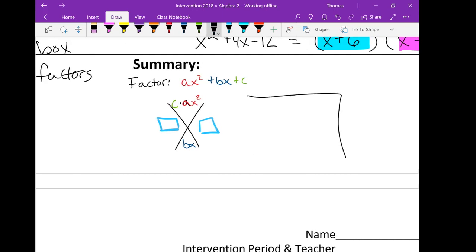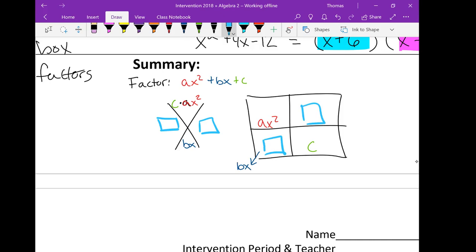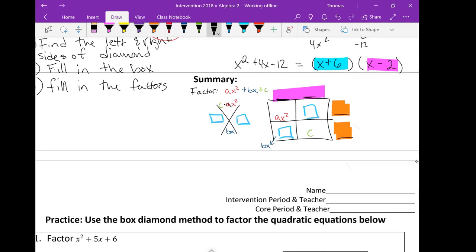Then in our box, we put our ax squared term here. We put our c term down here. We know that these two diagonals need to add up to bx. Then we fill them in with our pieces that we found from our diamond. Then our last step is to figure out what factors make this box true. Pink and orange. So fill in these blanks once we've completed our square.